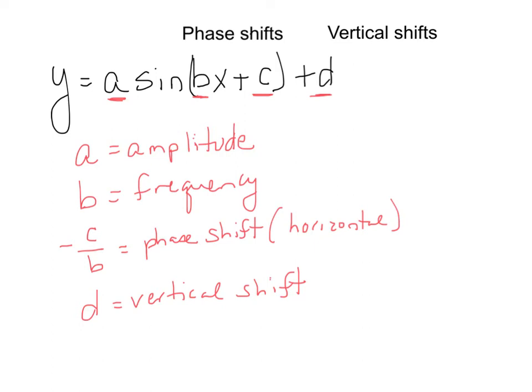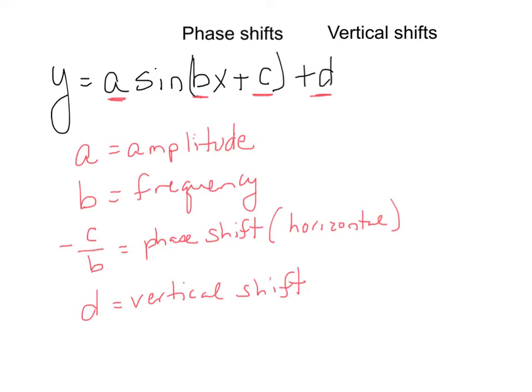Okay, so what I want to talk about tonight is the phase shifts and also the vertical shifts. Phase shifts are really just horizontal shifts. We called them horizontal shifts, and in a trig function it has a special name, phase shift. In a quadratic or an absolute value or any other function, the horizontal shift was represented by h, and remember we subtracted it from the x coordinate.